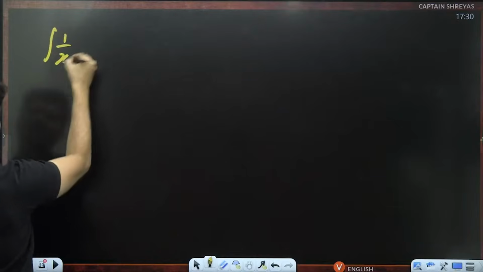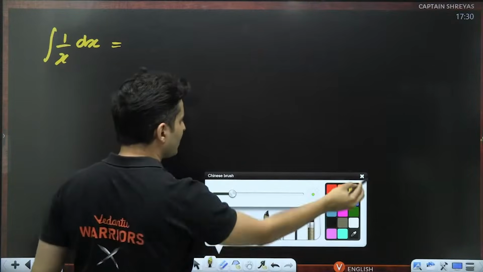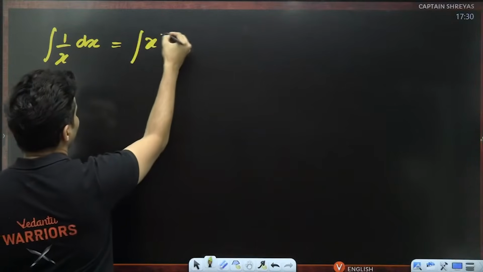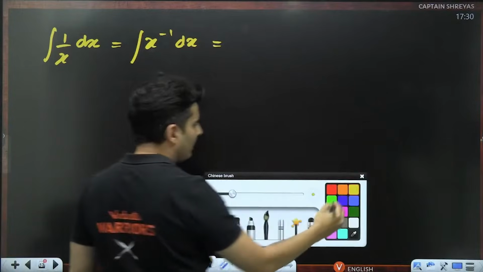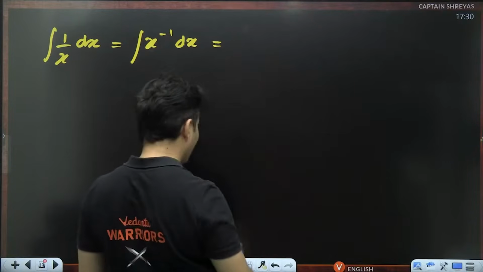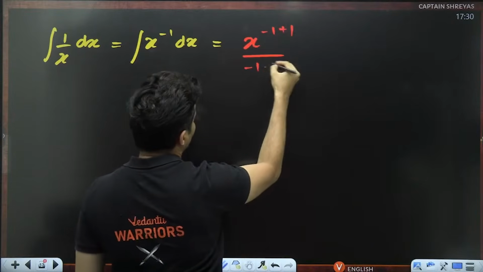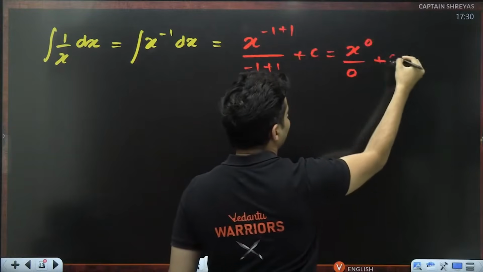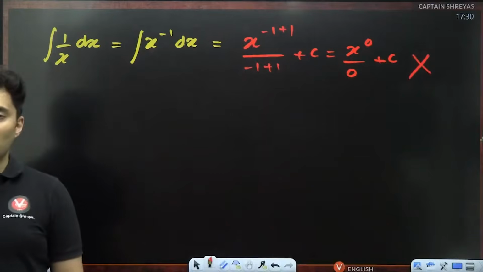Integration of 1 by x dx. What is the answer? A lot of people are going to probably think of this. Let me take x raised to minus 1 dx. So now when you start applying the formula, what you will get is x raised to minus 1 plus 1 upon minus 1 plus 1, plus c. So this will be x raised to 0 upon 0 plus c, which can't be possible. You cannot divide any number by 0.